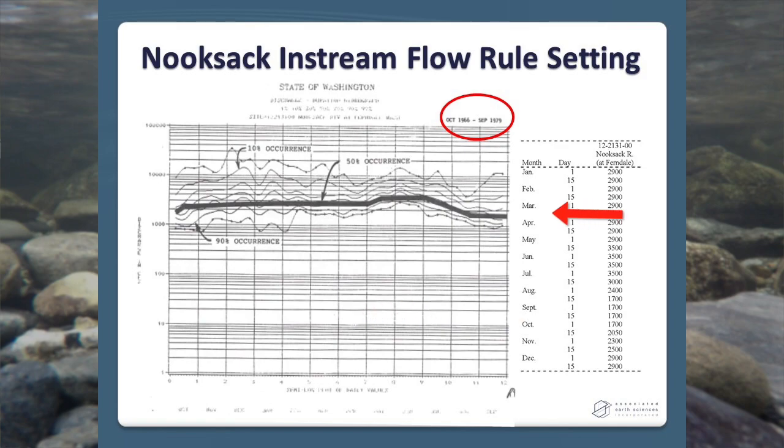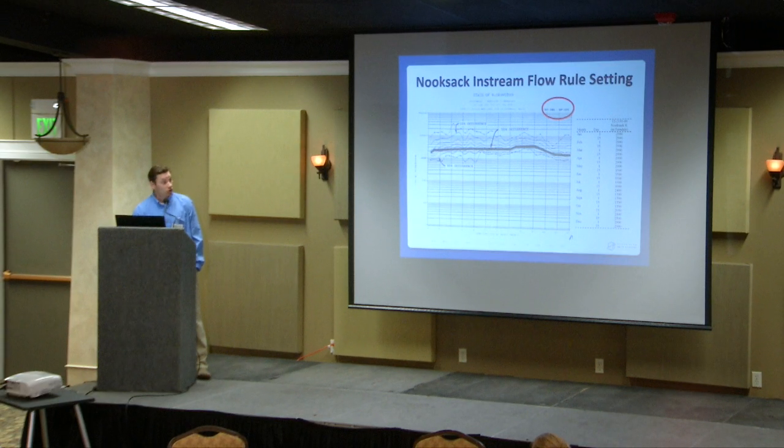And graphically, those flows are represented by this dark black line. Difficult to see, I know, but it corresponds really well with this 50% occurrence flow. So if you're like me, this hydrograph, which is in this 1985 document, is kind of difficult to decipher. So I made my own.